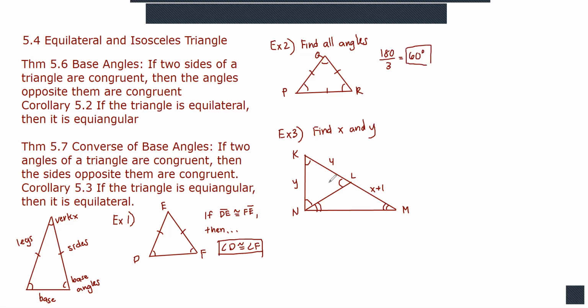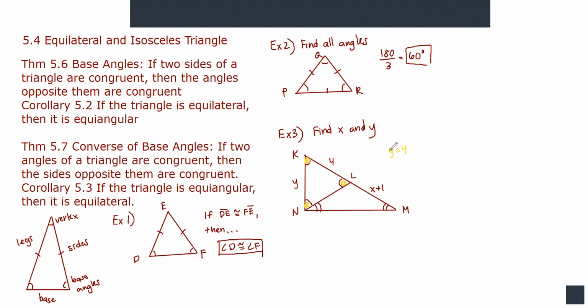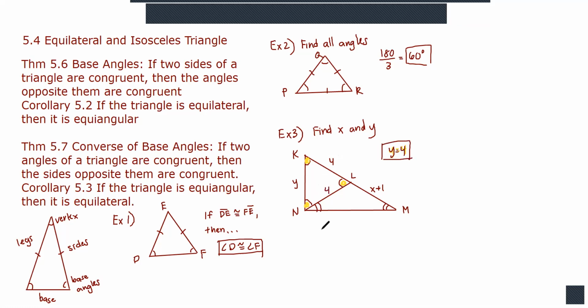Let's make it a little more complicated. Looking at this picture, we know that angle K, angle KNL, and angle KLN are congruent because we have these lines, which also means that its sides are congruent. So this is 4. That means y must also equal 4. I didn't mean to use yellow. It's a little hard to see. Okay. Which also means that NL is 4.